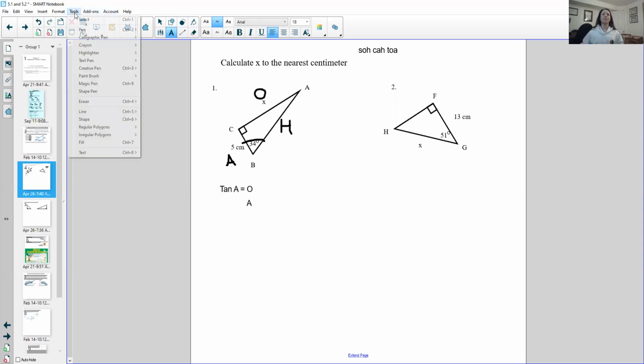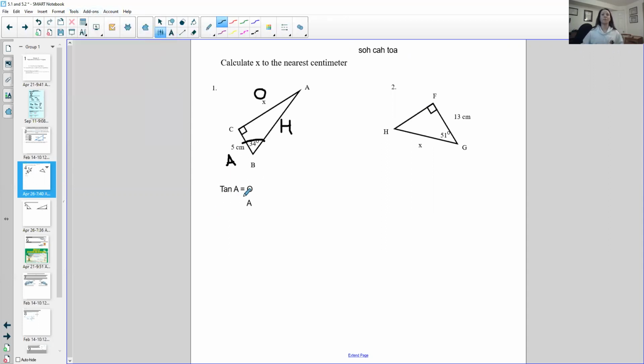All right, let's go to our pen tool. So we're going to write tan, and now we're going to substitute all of our values into our trig formula or our trig ratio. So the angle is 34, so tan of 34. Okay, because remember, sine, cos, and tan have to have an angle beside them. So tan of 34 is going to equal my opposite divided by my adjacent. My opposite, I don't know what that is. Okay, it's going to be x, and then my adjacent is 5.